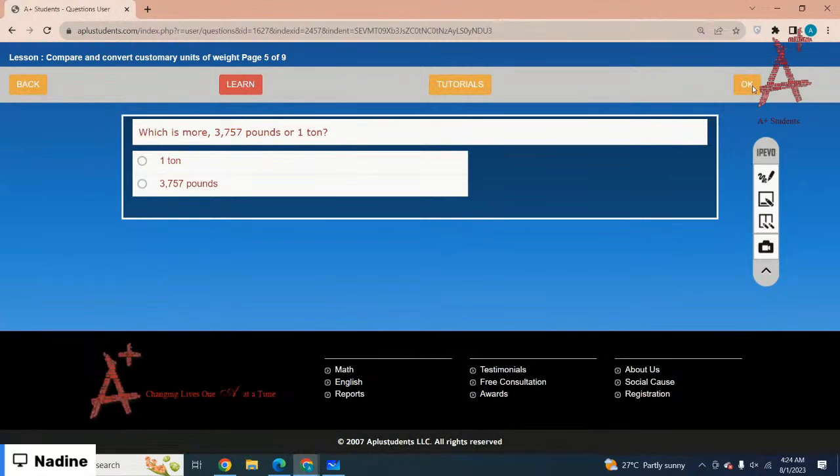Which is more, 3757 pounds or 1 ton? Which is the correct option? The correct option is 3757 because you have just 2000 pounds in 1 ton.